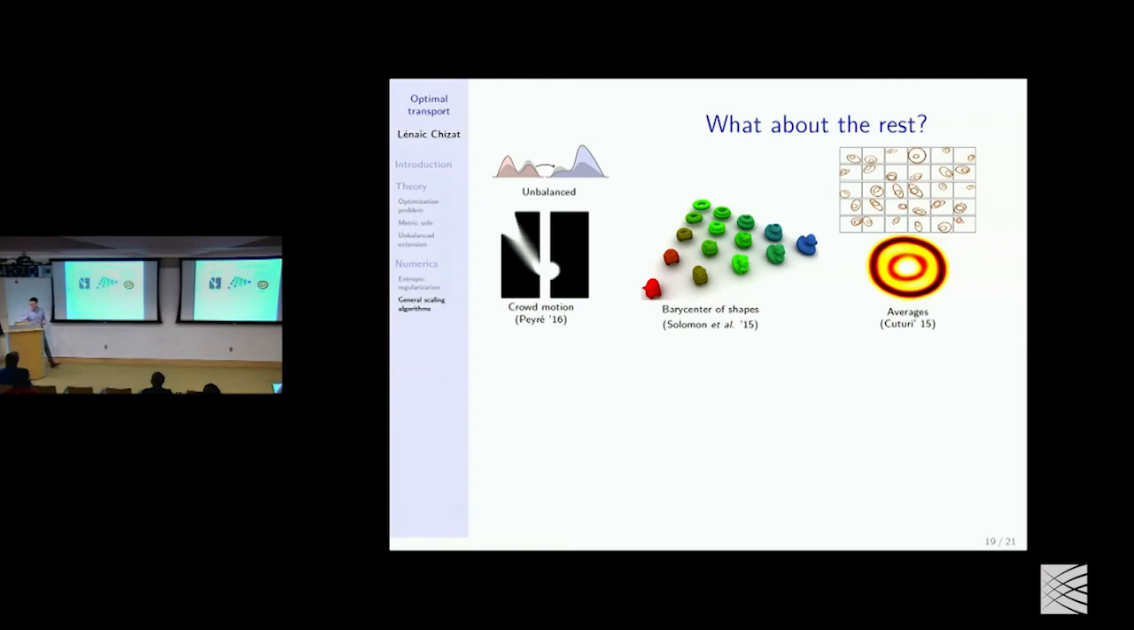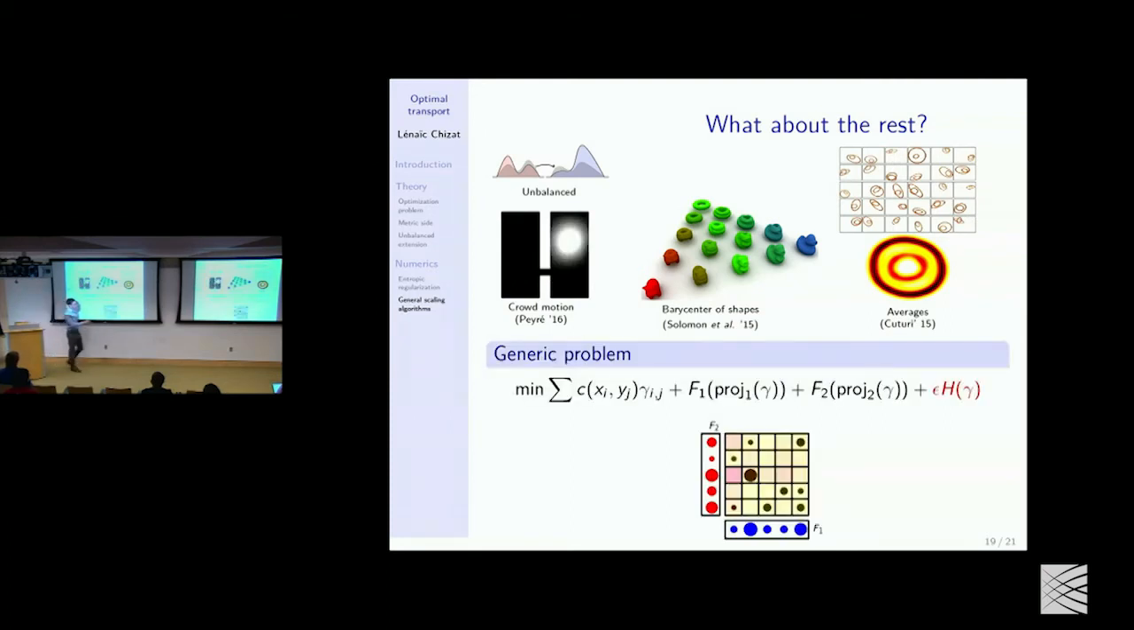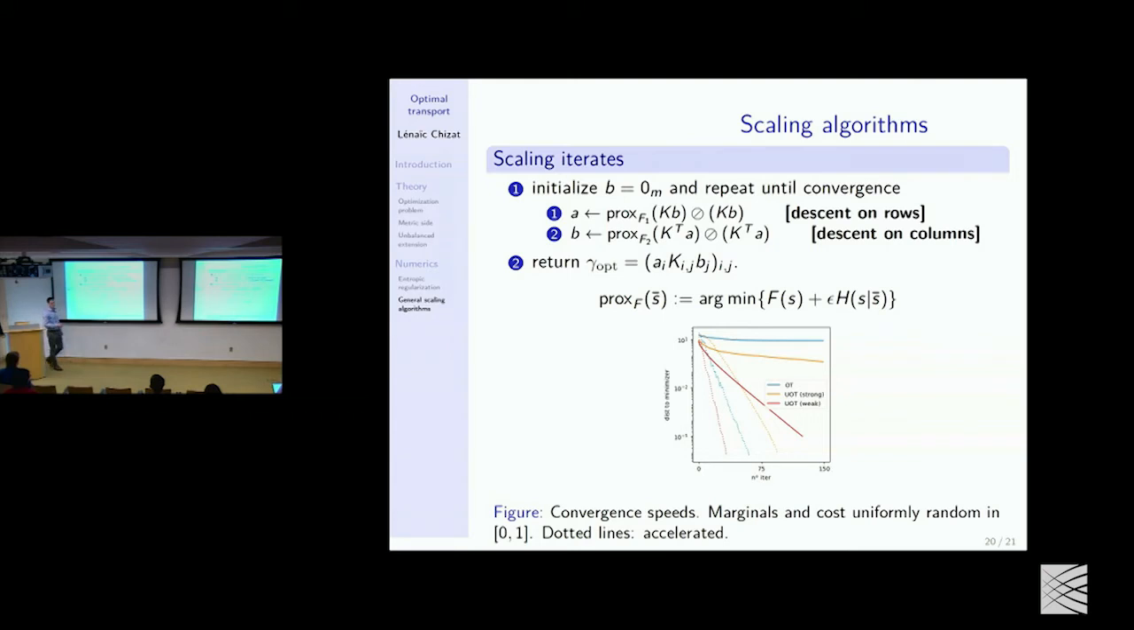It turns out that all these problems can be solved if I generalize a little bit the minimization problem by replacing the marginal constraints by functions of the marginals. In this formulation, if you replace F1 and F2 by functions which take the value 0 if I satisfy my constraint, or plus infinity otherwise, then you just recover standard optimal transport. But this formulation is quite general and allows solving all these kinds of problems. I will just end on a generalization of the Sinkhorn algorithm that can solve this kind of problem.